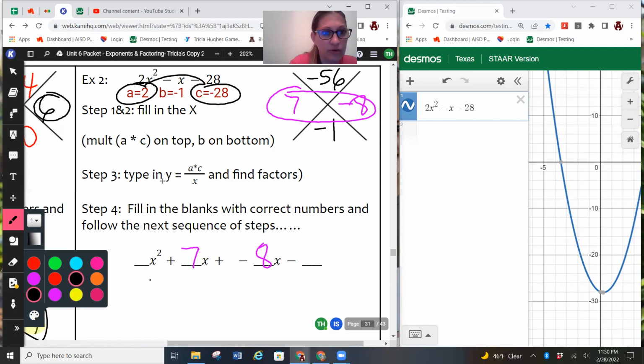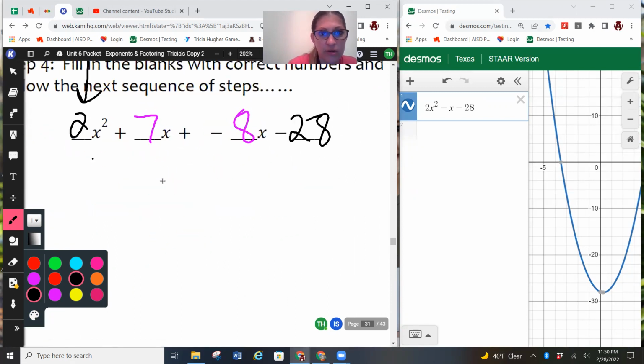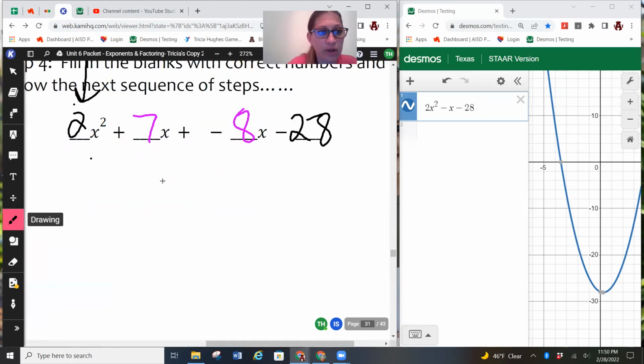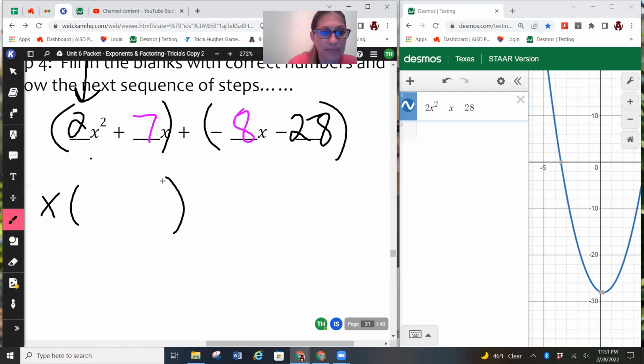Okay, now you're going to take your A and your C and fill in your terms. Now we're going to group and take the GCF out of both. 2x squared and 7x just have an x in common. I'm going to divide both by the GCF. That gives me 2x plus 7.